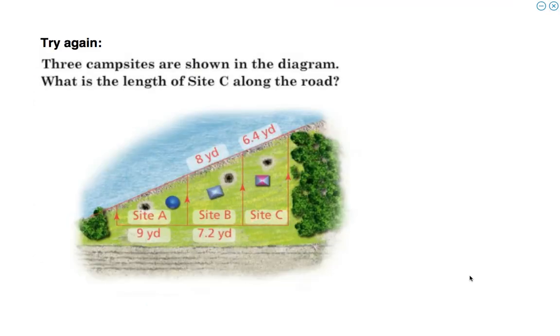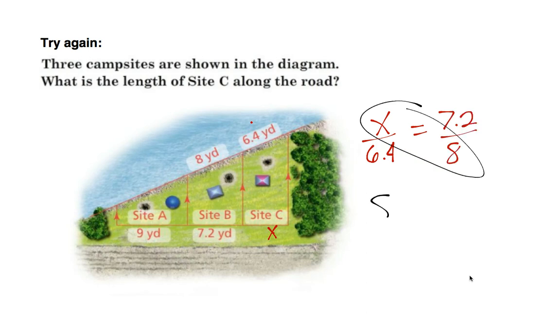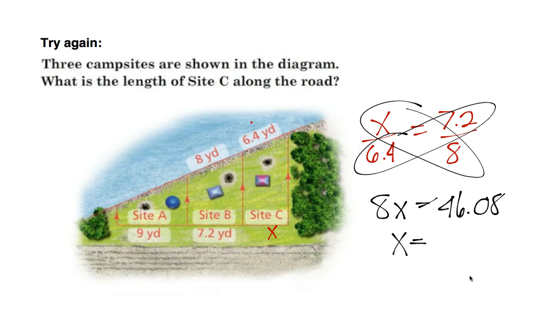Here we go again. What's the length of site C? Let's try and do this one a little bit against the grain. Let's put the x here. Let's go x over 6.4. And then let's do 7.2 over 8. Just a different way to set it up. 6.4 times 7.2, 46.08. 5.76.